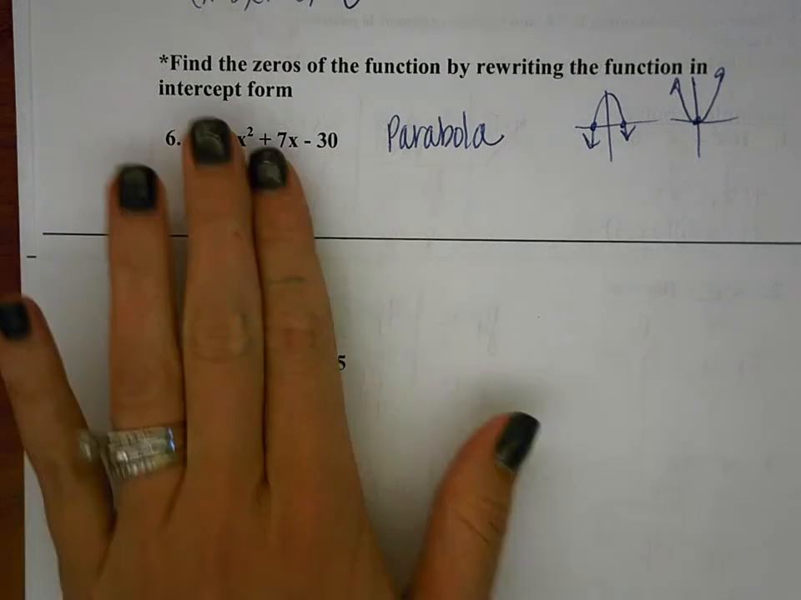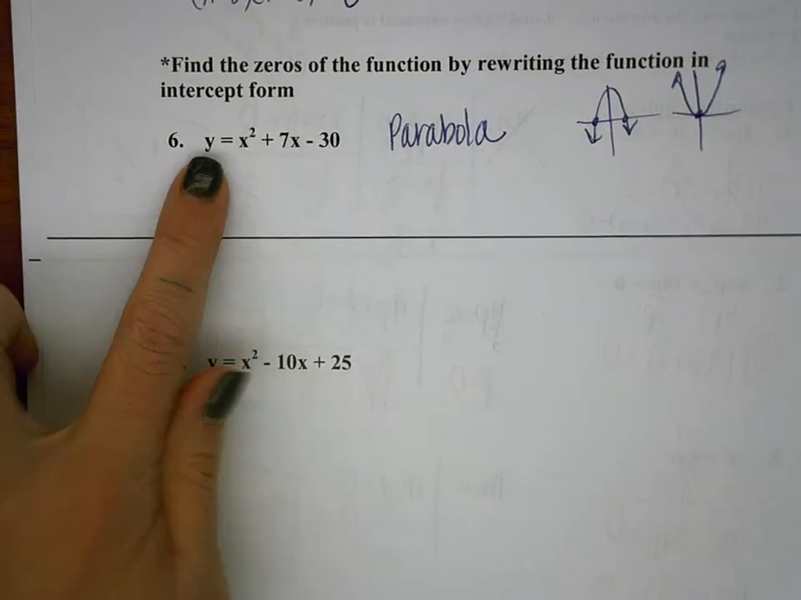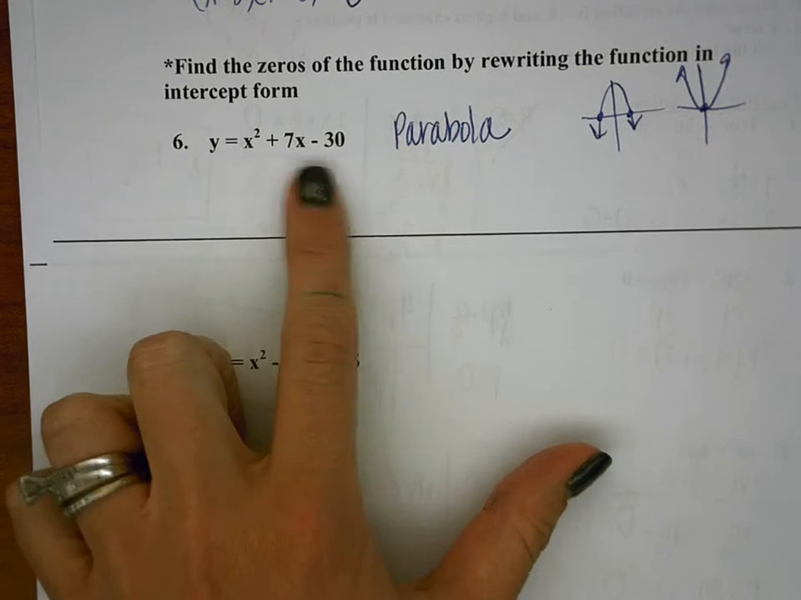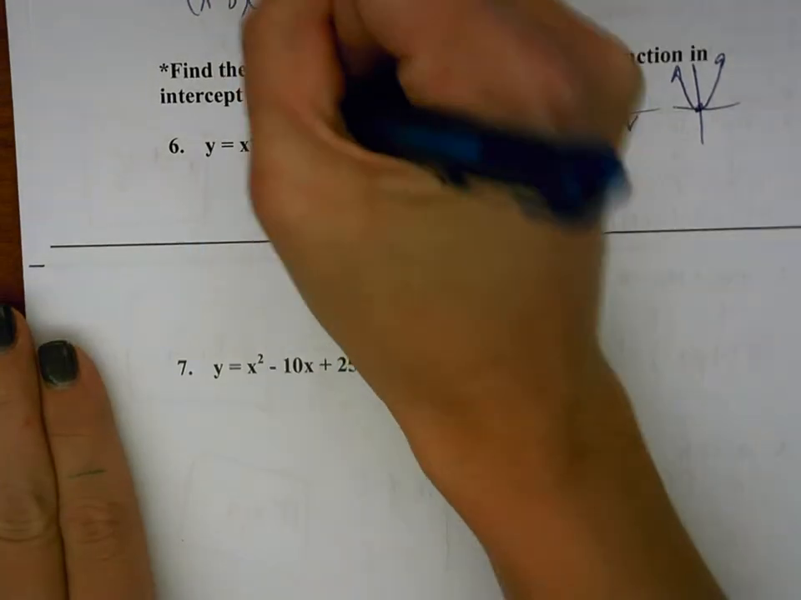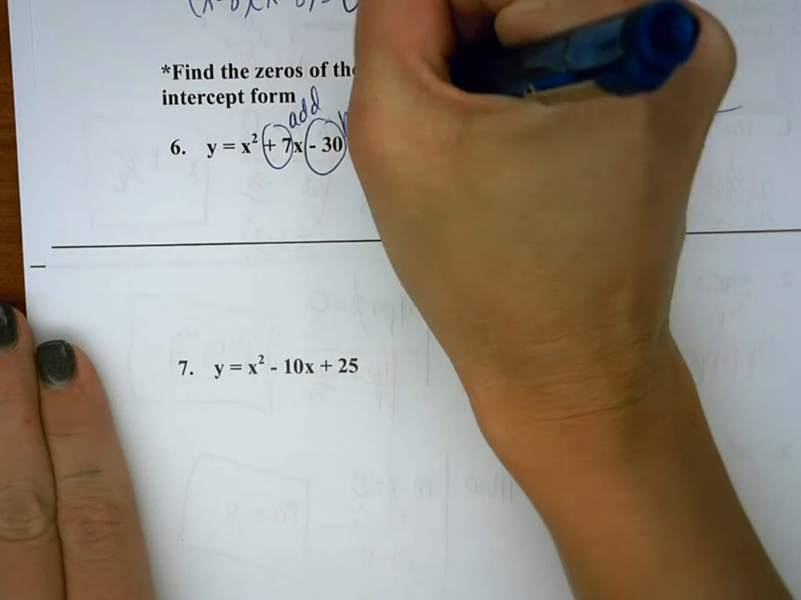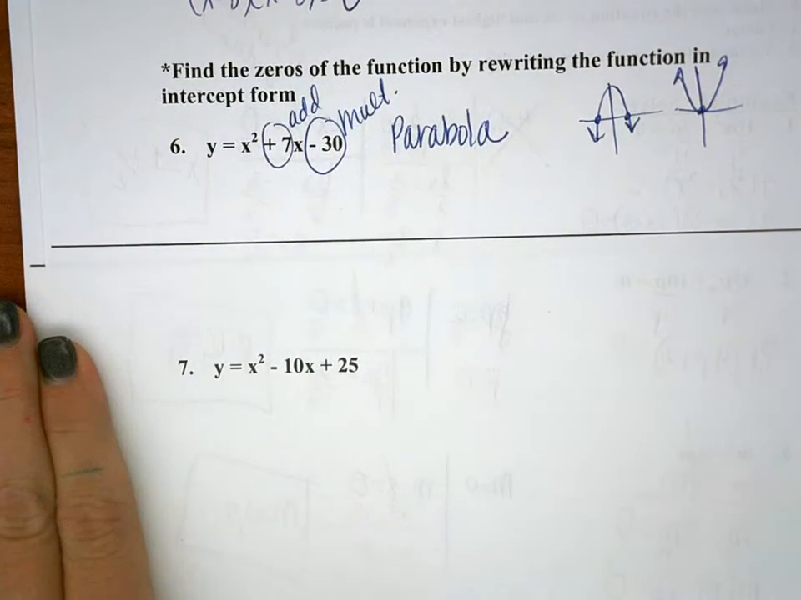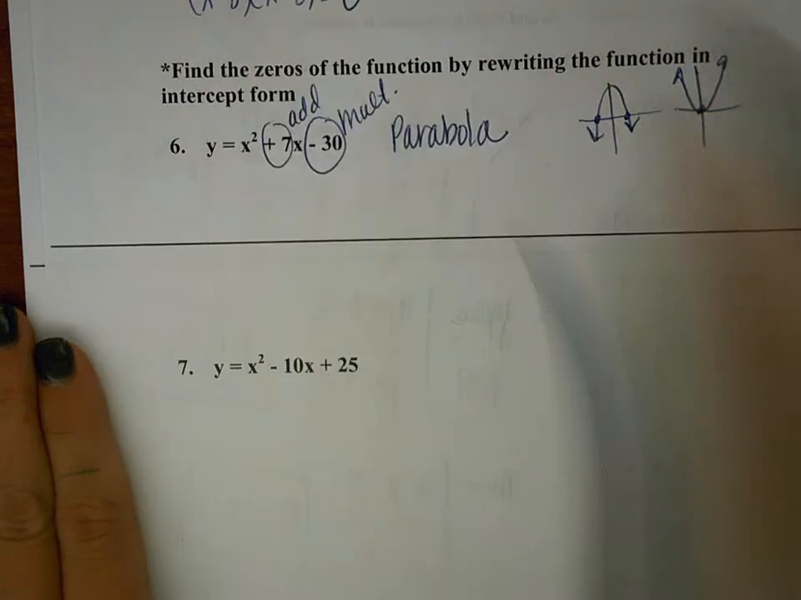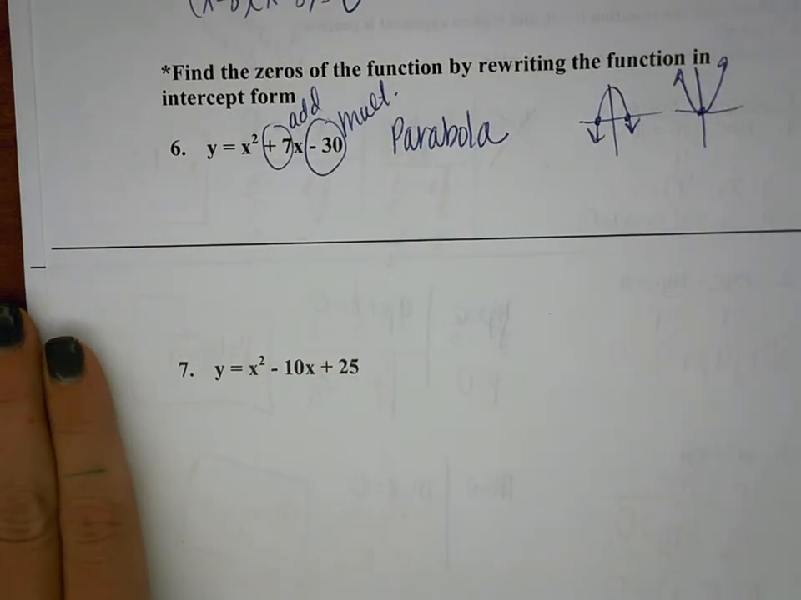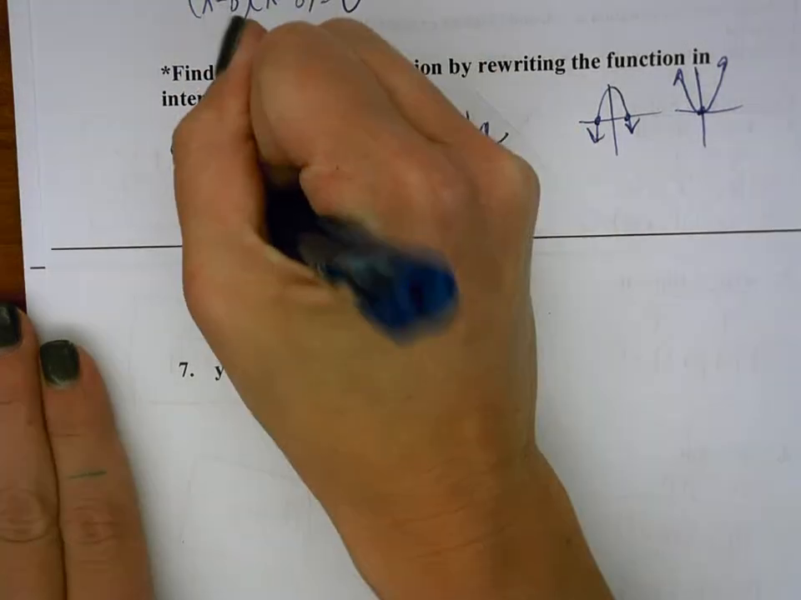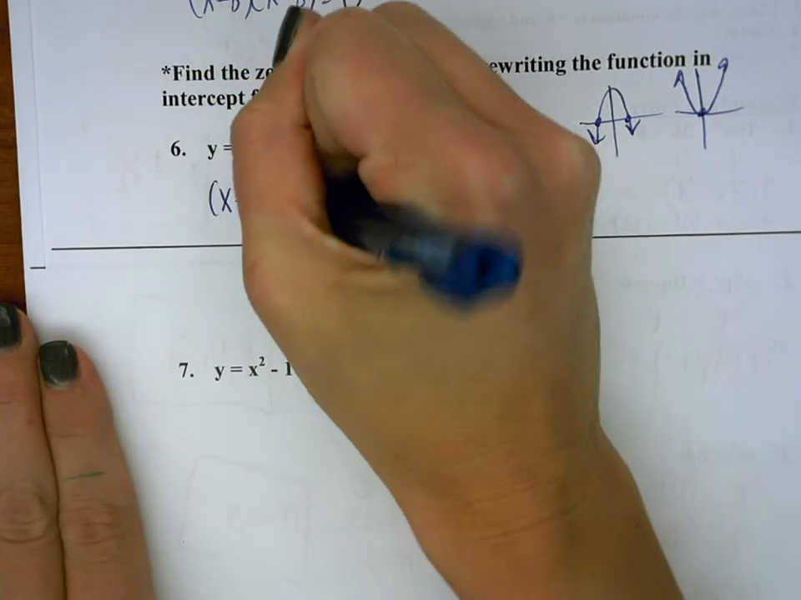So this is set equal to y, which really we're going to end up setting equal to 0. But we're going to factor this part. So we know that this is our adding number, and this is our multiplying number. So what multiplies to be negative 30 and adds to be 7? 10 and 3. 10 and negative 3. Good. So we're going to have x plus 10 and x minus 3.